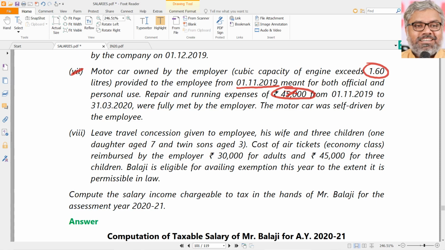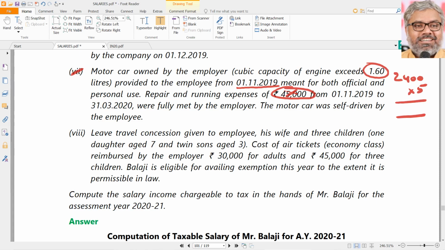Why? Because already it is both official and personal purposes. Actual running and maintenance expenses, who cares? If the car is exceeding 1.6 liters, it will be automatically 2,400 per month. That's it. Because car is owned by employer and expenses are also met by employer. 2,400 into how many months? November, December, January, February, March, 5.